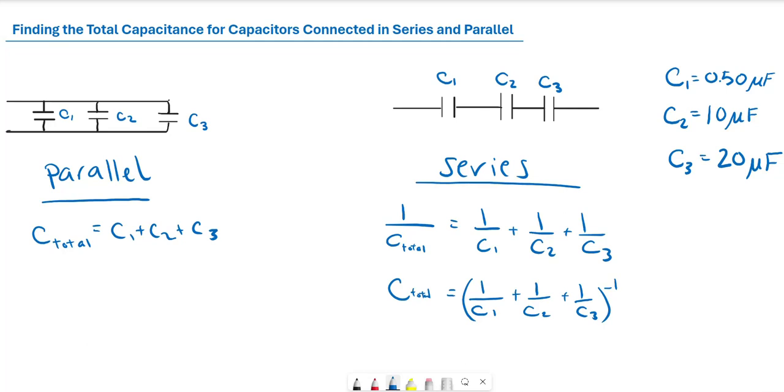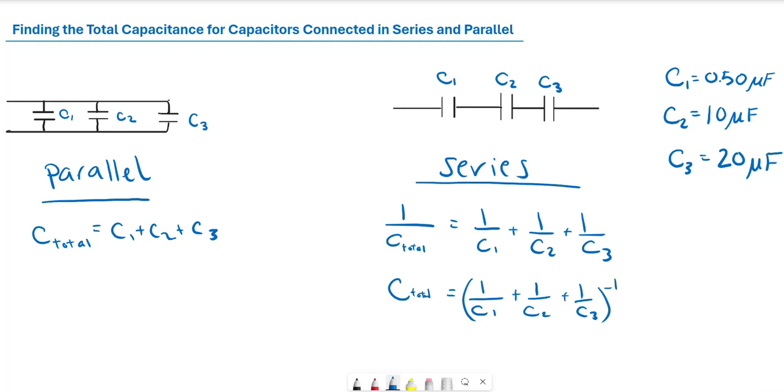And of course, when we have resistors in series and parallel, we do the exact opposite. For parallel resistors, we do 1 over R total equals 1 over R1, and so on. And then for resistors connected in series, we just add those together. So it's the exact opposite of how you find the total capacitance.